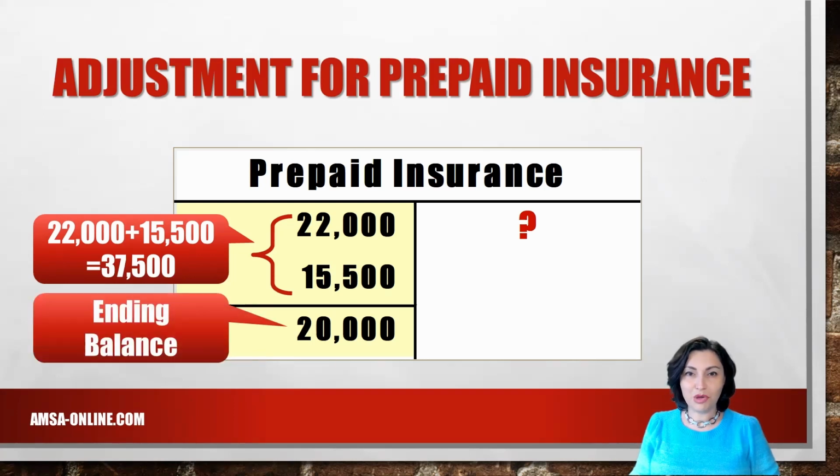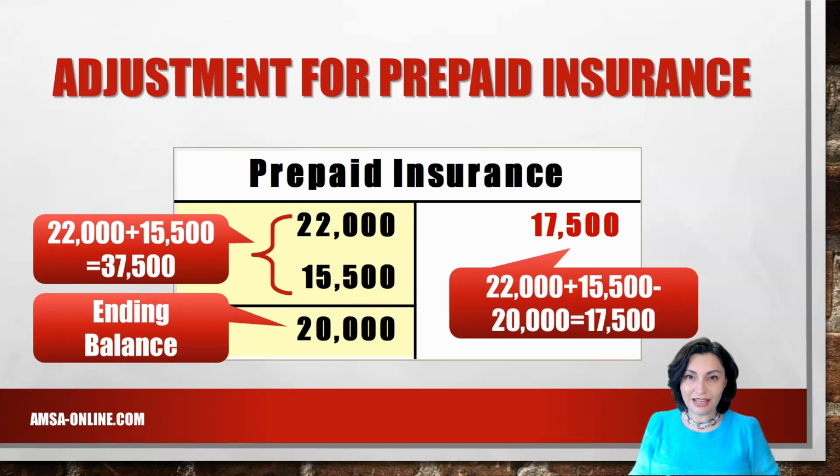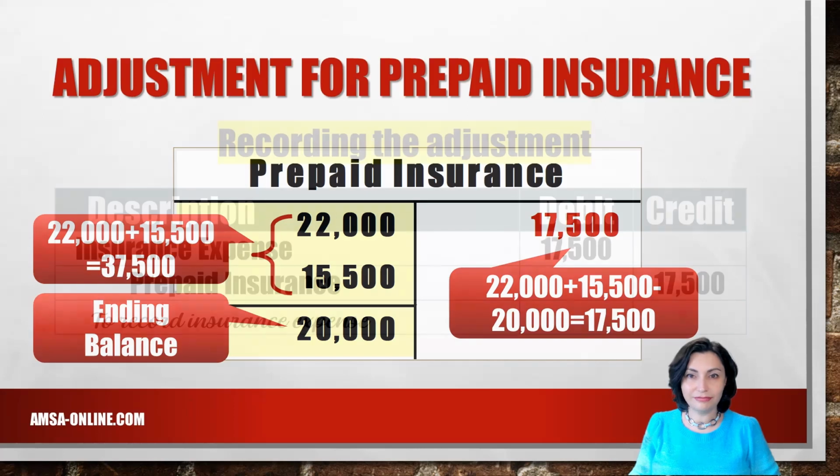We know that the amount of unexpired insurance, which is the ending balance for the prepaid insurance account, is $20,000. This is the amount that you want to remain in the T account after making the adjustment. To do this, the balance figure of $17,500 on the credit side of the T account must represent the amount of insurance expired.